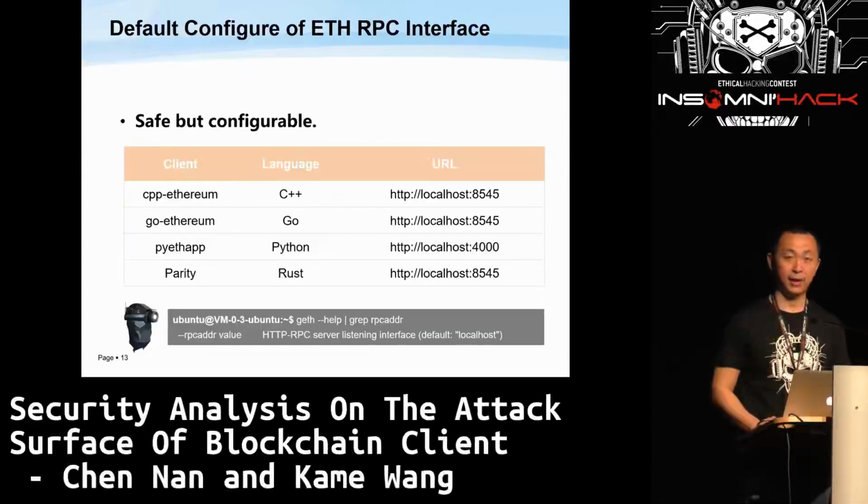Taking Ethereum as an example, it has many versions of node programs, which are developed in various languages. The default configurations of these clients only expose their RPC interfaces to localhost. However, the bind address can be configured to a public internet address, which will expose their RPC functionalities. As shown at the bottom, it can be done by specifying one argument, which is RPC ADDR.